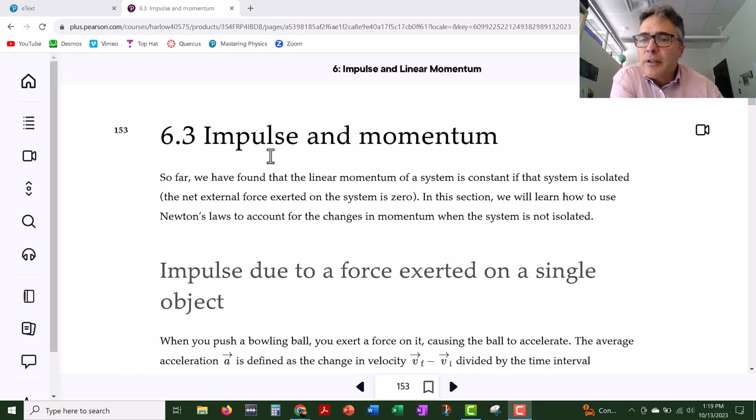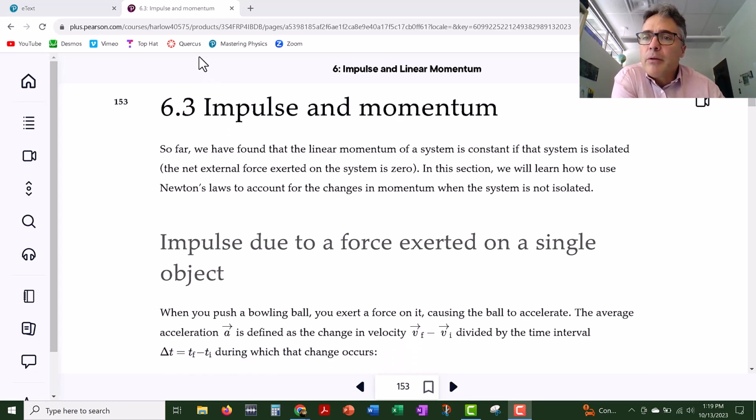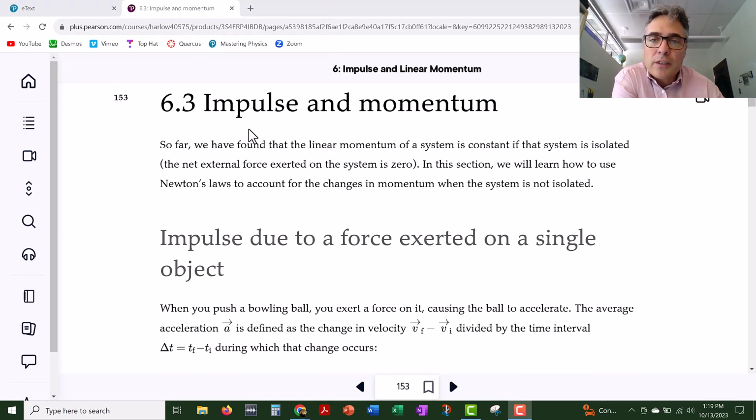We're in chapter 6 on momentum. Section 6.3 is on impulse and momentum. We've already defined a new quantity called momentum in the previous section. When you have an object moving along, it has some momentum, which is equal to its mass, which is a scalar, multiplied times its velocity, which is a vector. And the units of momentum are kilograms times meters per second.